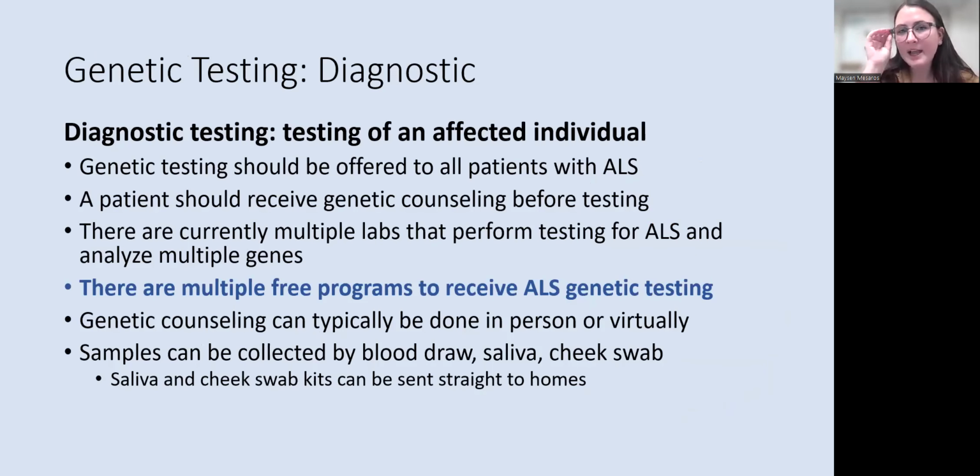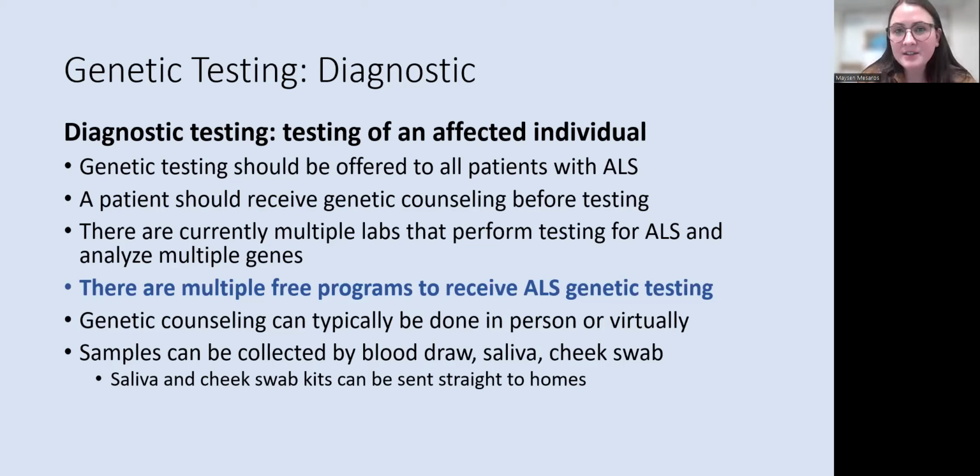There's a couple different types of genetic testing. So the first and most common is called diagnostic testing. That means that someone is already affected, but now we're going to do genetic testing to see if we can figure out why they developed this condition. It's important to know that when someone has ALS, if we do genetic testing and they're negative, that does not take away their diagnosis. So we're just trying to figure out why did this happen most of the time. So testing should be offered to all patients with ALS.